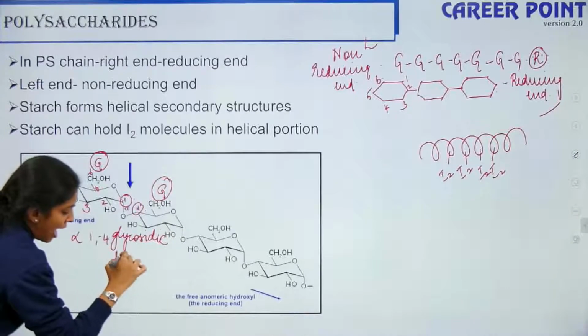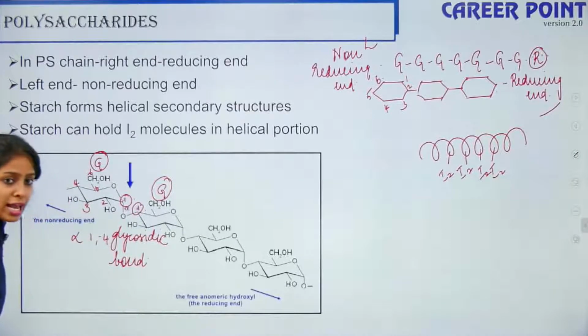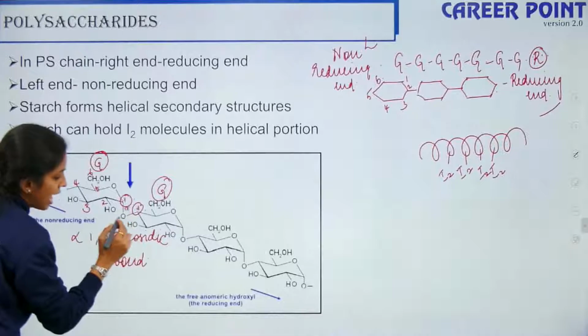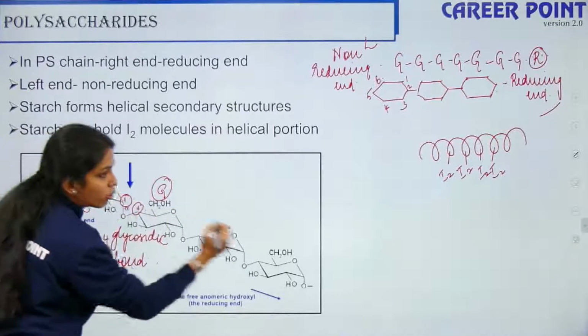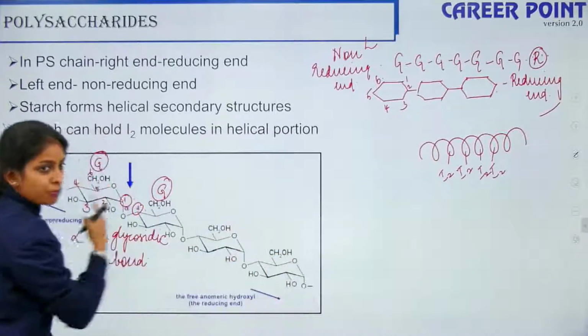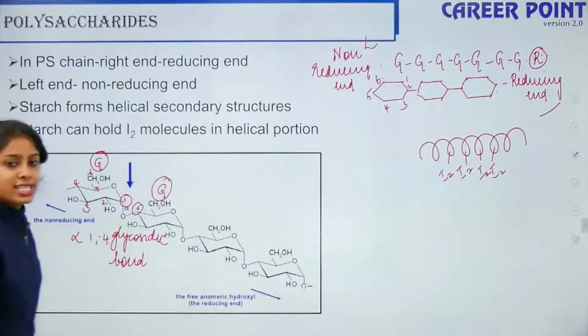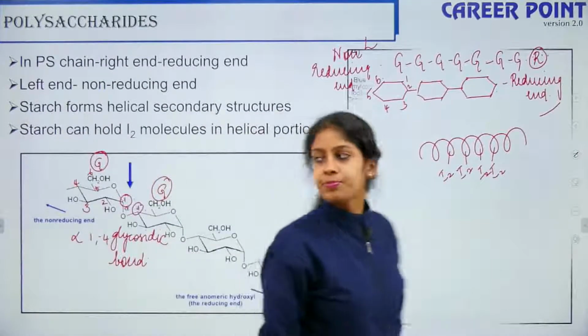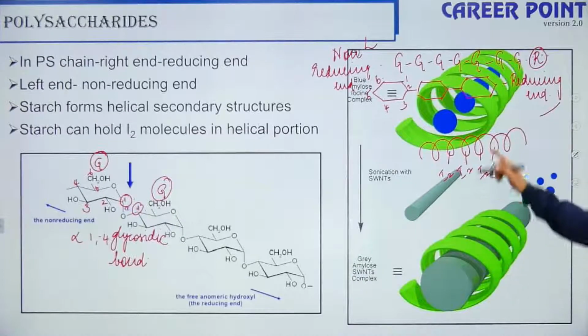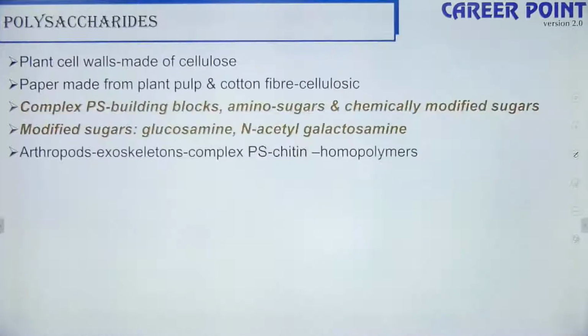So you have alpha conformer and beta conformer, right? So this is alpha. This is the bond and only on the right hand side can I add, not on the left hand side. Is this clear to everyone? Yes? Done. So this is the structure of starch and it stores iodine inside.